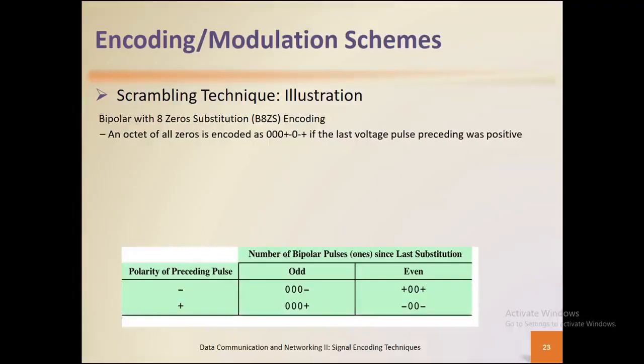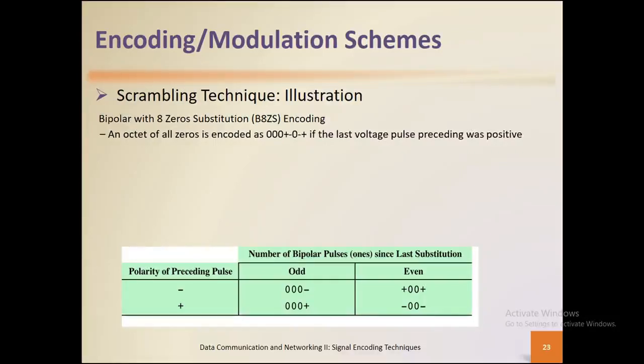So in other words, the scrambling techniques adapt a bit of the multi-levels, especially the bipolar AMI, as its scheme of encoding signals for a given transmission.